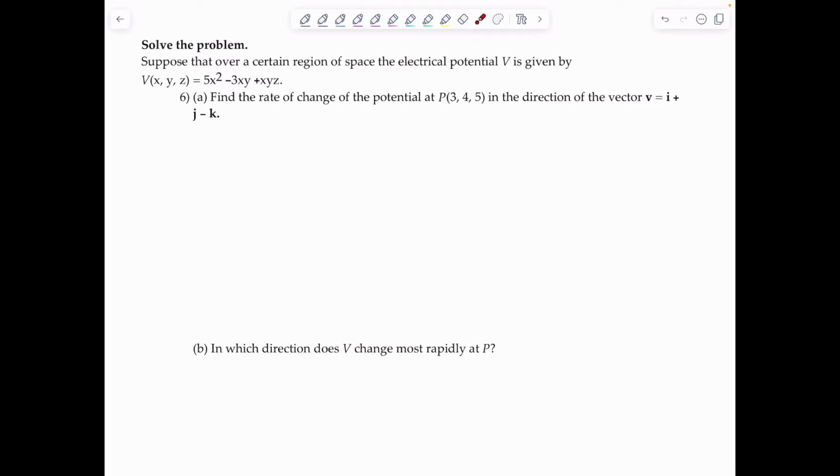So what they're asking for, they want the rate of change of the potential. The potential is V. They want the directional derivative of V in the direction of this vector that's given here. So when we find a directional derivative, we need to first send it in the direction of a unit vector. So v here that was given, 1, 1, negative 1, I'm going to make a unit vector. Its magnitude is root 3, yes? So 1 over root 3 times 1, 1, negative 1.